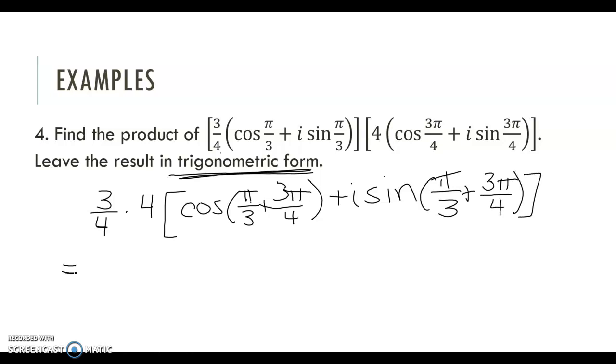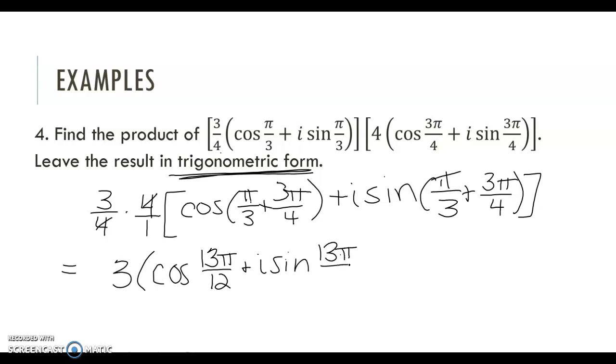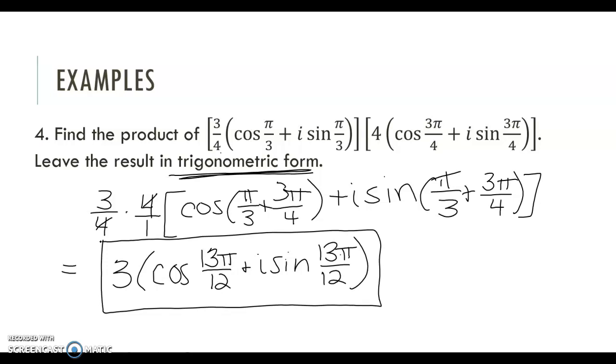Okay, and so if I take now 3 over 4 times 4 over 1, the 4's will cancel, leaving me with an r value of 3, and then cosine pi over 3 plus 3 pi over 4. If you get a common denominator, add those together, you will get 13 pi over 12 plus i sine 13 pi over 12. And they want us to leave our answer in trig form, and so that is our final answer.